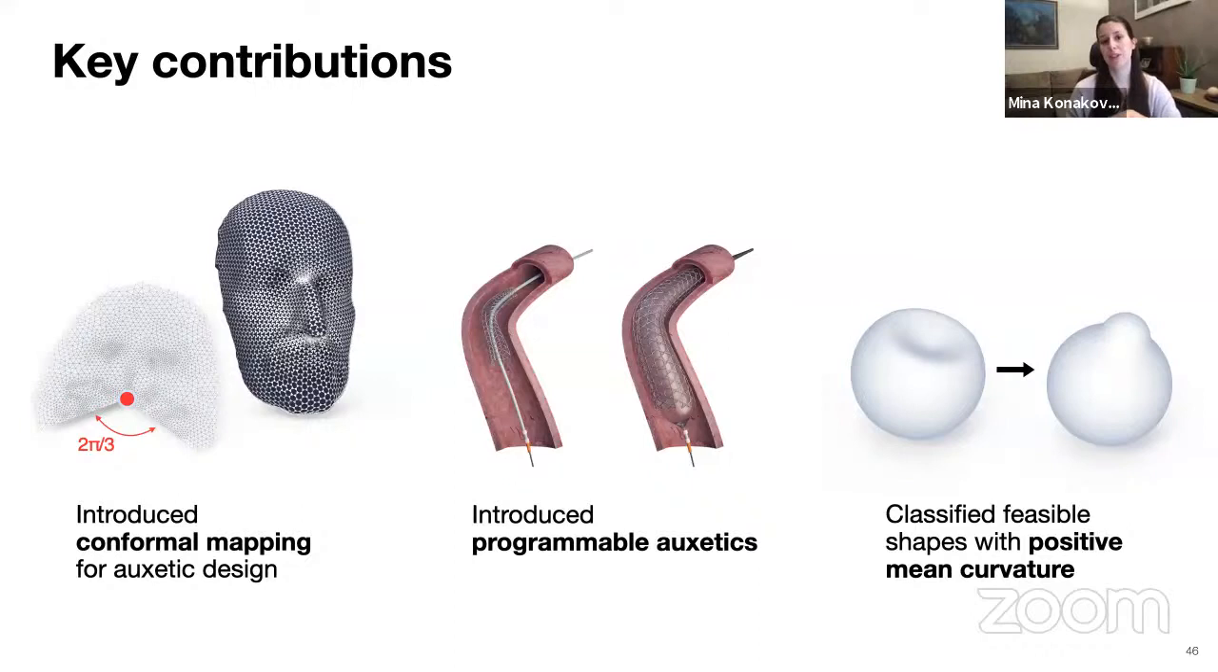And to recap our key contributions in this project, we show how conformal mapping is crucial for understanding and modeling complex auxetic surfaces. And now we can approximate any input shape. And then we introduce a new class of auxetic materials called programmable auxetics that have a unique 3D shape encoded in the 2D material. And finally, we prove what kind of surfaces can be realized with inflation if the surface has a limited area.